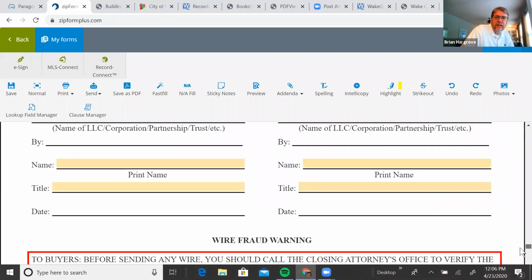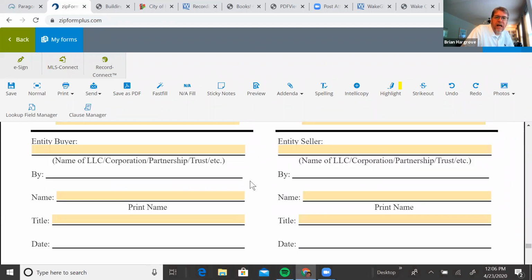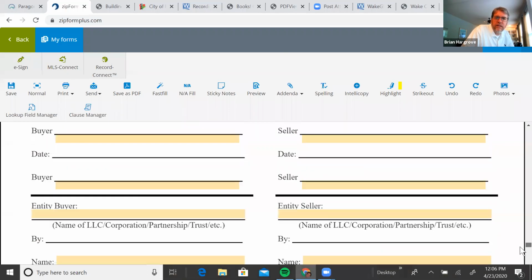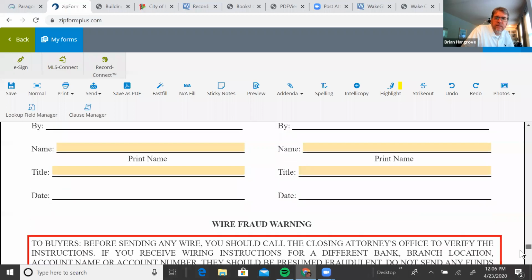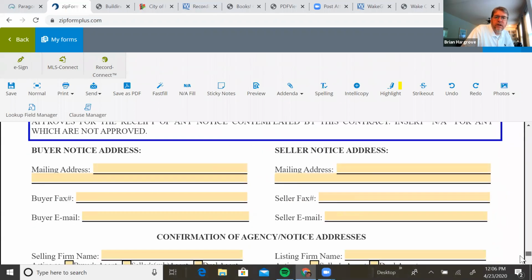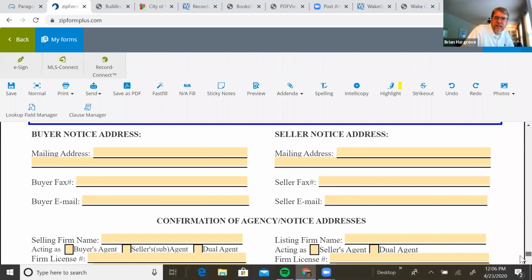If it's a company, everything below the hard black line is if the buyer ends up wanting to buy this through a company. If they're buying it as an individual, it's everything above the black line, okay? And then as we go down further, here's the last piece I really need to talk about, or the second last.